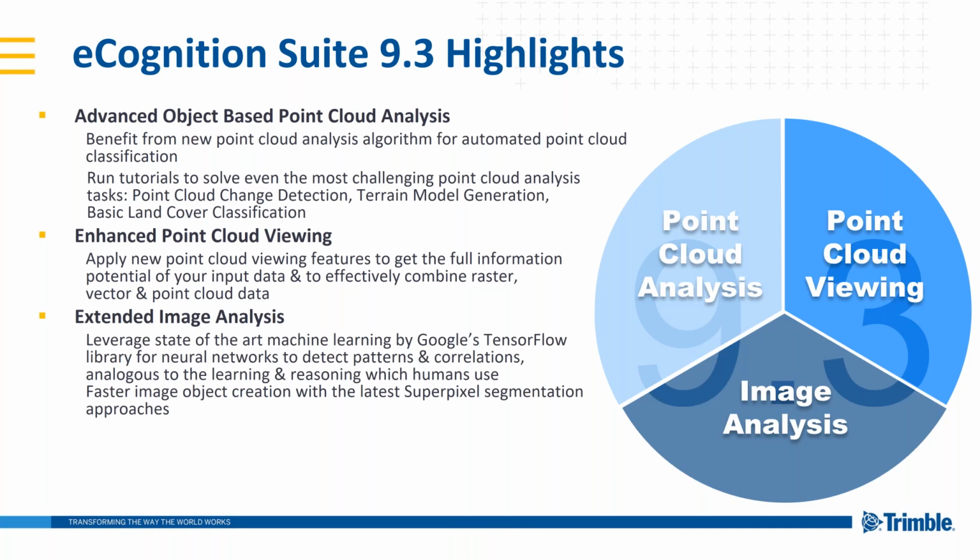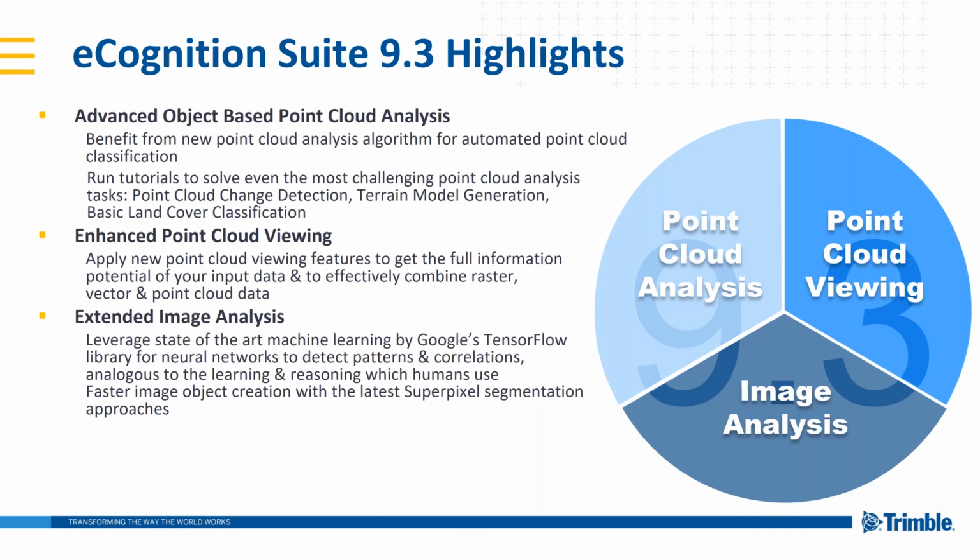Thirdly, what we call extended image analysis. We have been working very hard over the last year to integrate the Google TensorFlow library into eCognition. This is for the use of neural networks to detect patterns and correlations within our imagery, and again trying to mimic, as we always do, how humans recognize features and objects within imagery.